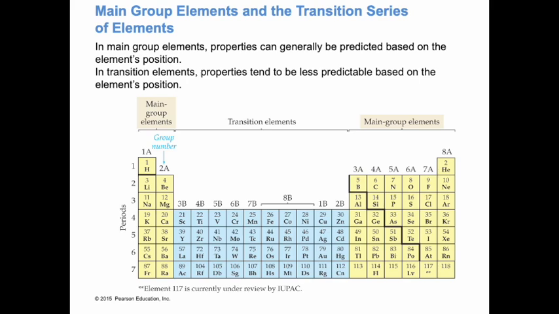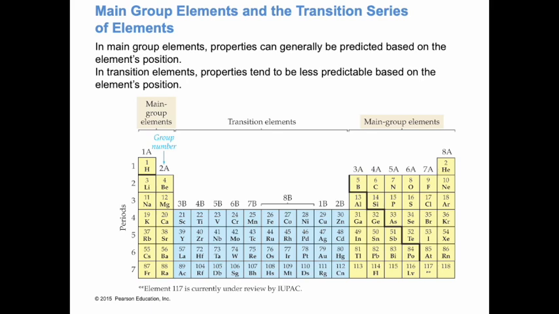Same with 2A. You see, that's called the group number. So those elements in 1A are similar to each other, but different than the ones in 2A. The ones in 2A are similar to each other, but different than the ones in 1A, and so on. The ones in 3A are similar to each other, the ones in 4A. So when we go down these columns, the elements generally have similar properties to each other. That is more true in the main group elements than it is in the transition elements.